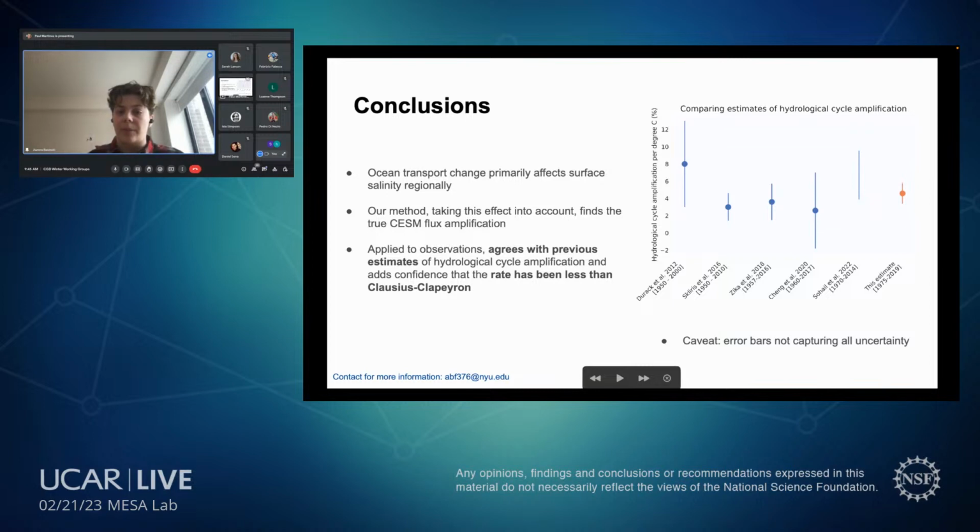hydrological cycle amplification. The caveat here is that error bars are probably a lower bound because we're not capturing all sources of uncertainty. But nonetheless, I think the takeaway is that this adds some confidence that the rate of amplification has been less than Clausius-Clapeyron, and it's an additional data point to compare models against. Cool, thanks.